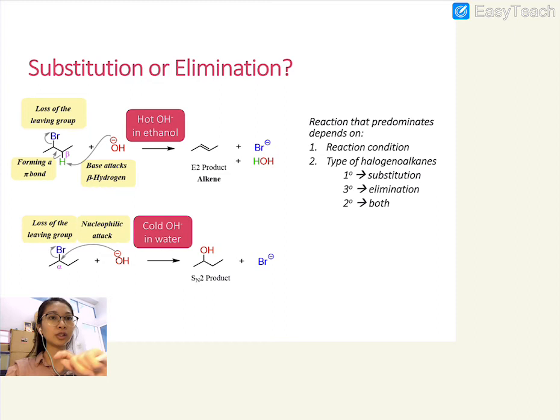It depends on the condition. And then number 2 depends on the type of halogenoalkane. If we start with a primary halogenoalkane, it will favor substitution reaction. If our halogenoalkane is a tertiary halogenoalkane, it will favor the elimination reaction. And if it is a secondary halogenoalkane, then it can be either, substitution or elimination.